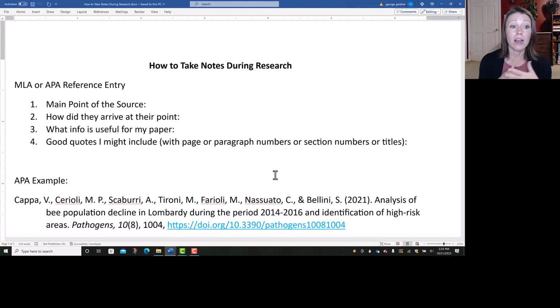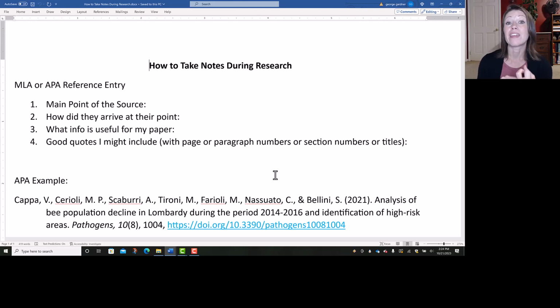The next thing under that, so once you do that, then under that you want to take notes. And you're looking really for 4 things. Number 1, what's the main point of the source? This will kind of tell you, oh, hey, I remember what this was about. And so that helps you locate which source you're looking for fairly quickly. So what was the main point?